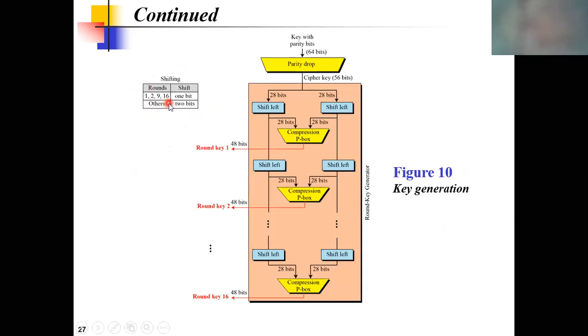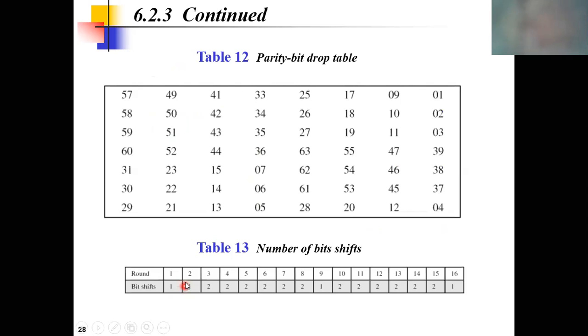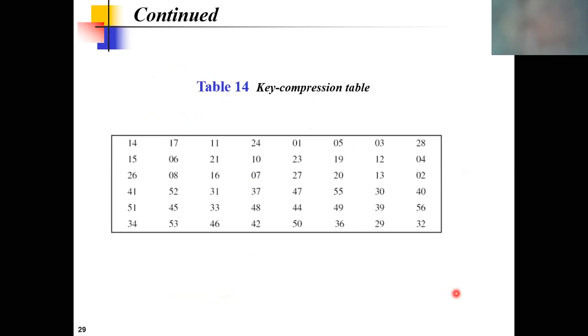In rounds first, second, ninth, and 16th, we apply just one shift. In the third round, we apply two shifts on our bit stream. Then fourth, fifth, sixth, and so on. In the 16th, we have only one shift. So this is the key compression table, which takes 56 bits and converts them into 48 bits. The 56 elements are converted to 48 elements. It is quite clear from this table that it is a compressible P box.